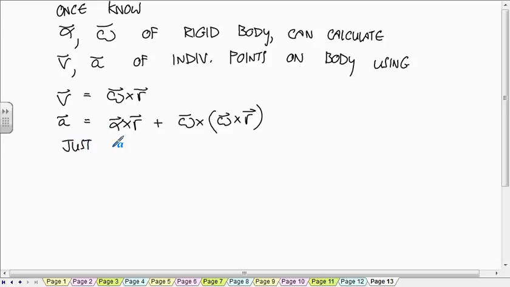So just like we did in circular and spherical motion. And the reason it's just the same is because, like I said, each individual point is following a circular or spherical path about whatever your fixed point is, your axis of rotation.